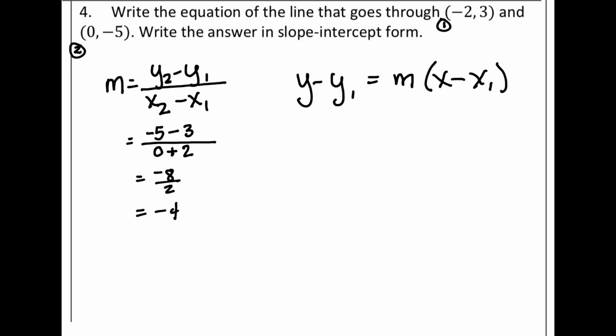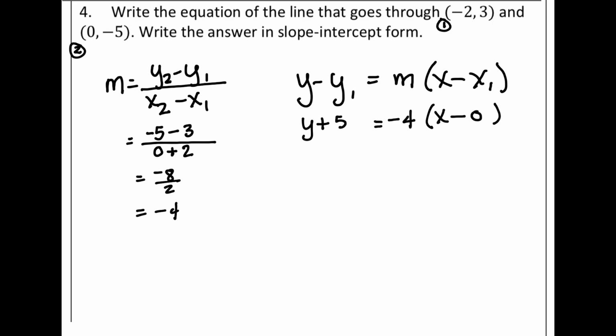Okay, so now I'm going to substitute negative 4 right there for m, right? So x minus something and y minus something. So now you're choosing negative 2, 3 or 0, negative 5. I like to use zeros because it makes things easier. Okay, something cancels out. And yeah, I'll come back and make a comment on that one. Okay, so 0 for x and negative 5. So you're subtracting negative 5, which means add 5.